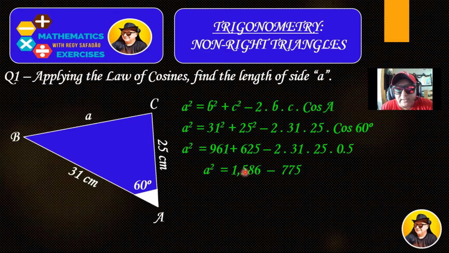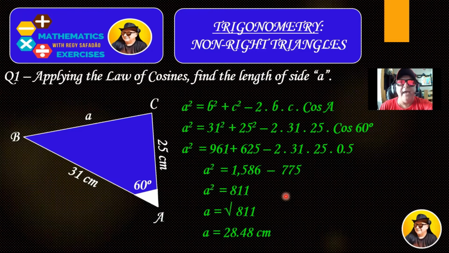And now let's operate this subtraction here. So 1,586 minus 775 is 811. And now we can take the square root. So A is the square root of 811. And taking this square root, we have that A is 28.48 centimeters. Okay, so we have done question number 1.